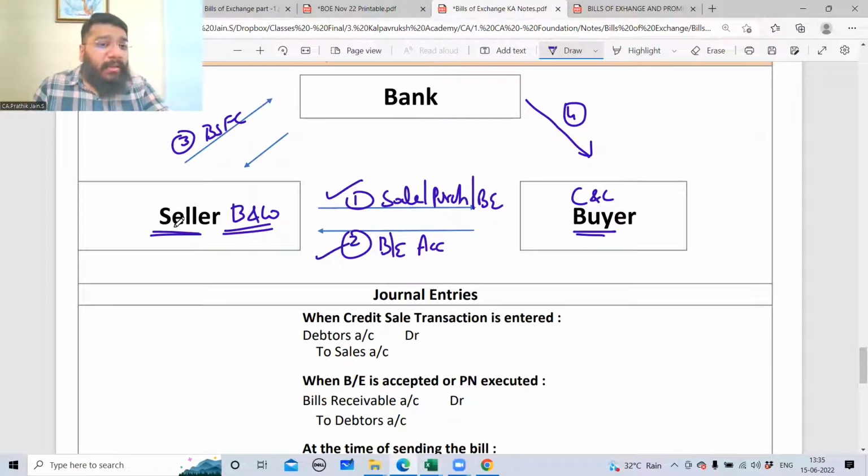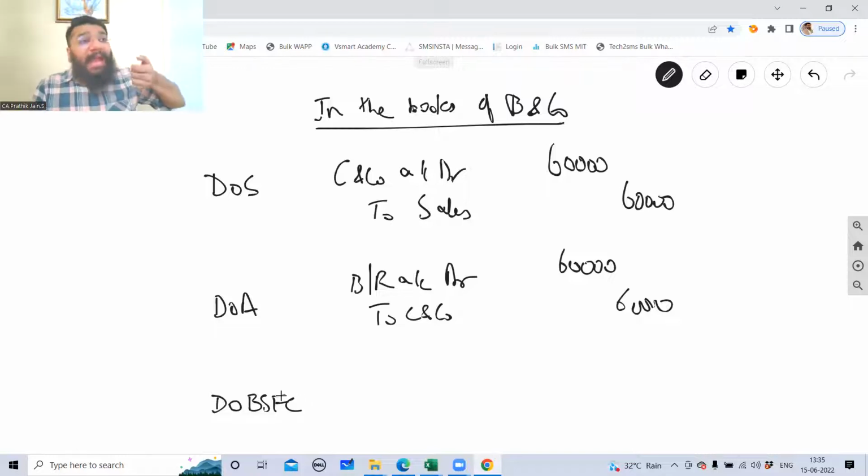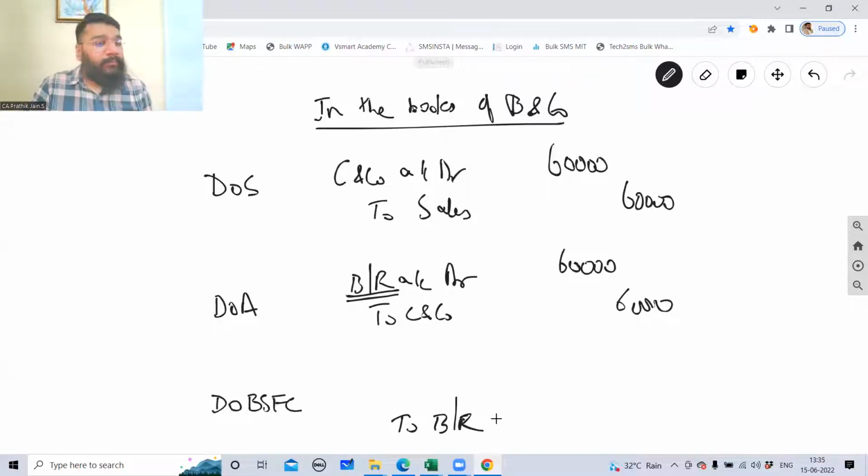Third transaction, the bill is being handed over to the bank. So on the date the bill is sent for collection, from my hand, the asset is going out. So what will be the entry? My bills receivable is going out. So credit bills receivable. But what will I debit here?